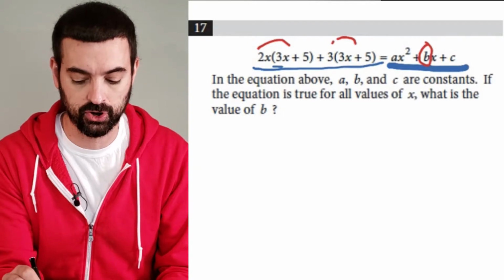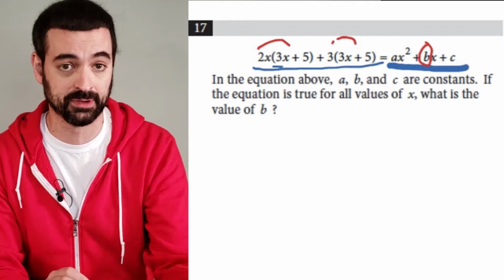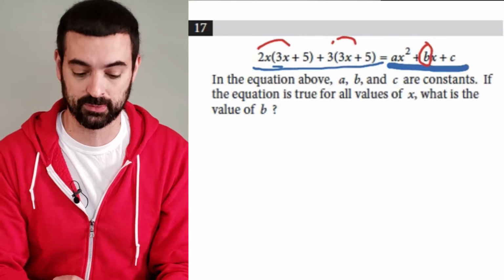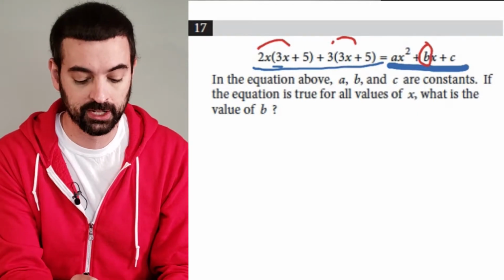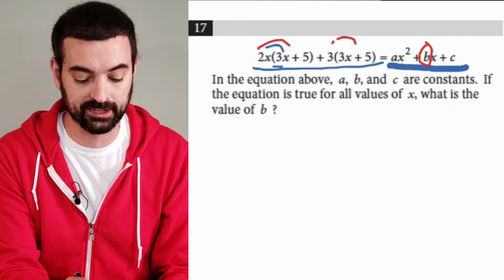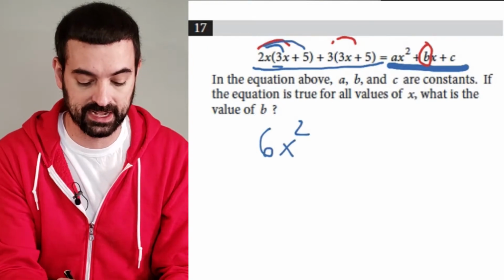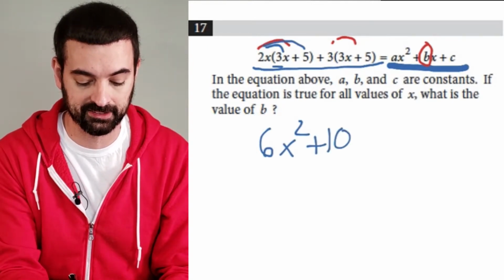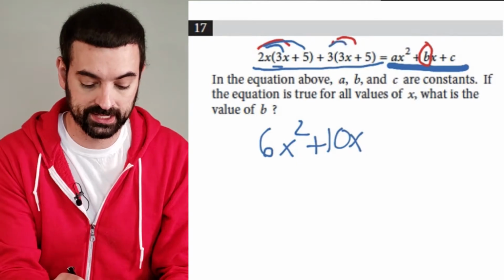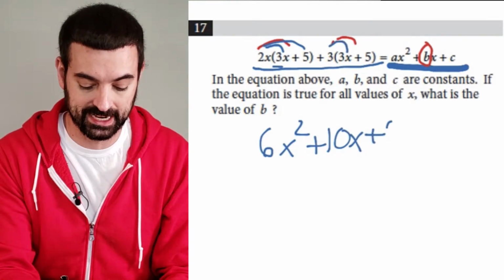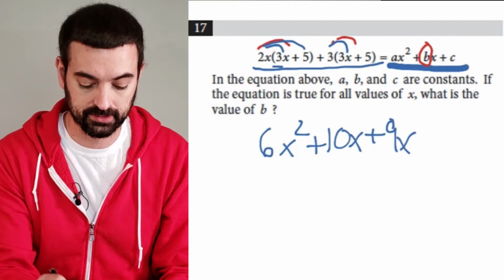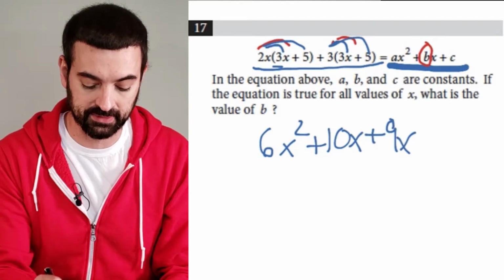And I'm going to distribute as if you know how to distribute. So I'm going to go kind of fast with this. 2x times 3x is 6x squared. 2x times 5 is 10x. 3 times 3x is 9x. And 3 times 5 is 15.